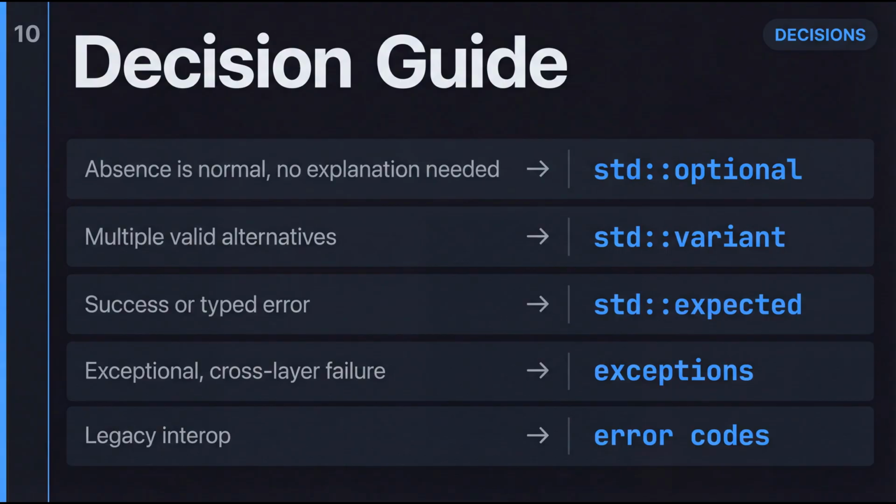Exceptional, cross-layer failure. Use exceptions. The error should propagate up the call stack without every layer handling it. Legacy interop. Use error codes. When interfacing with C libraries or system calls that already use error codes. Match the model to the domain, and your error handling becomes documentation.